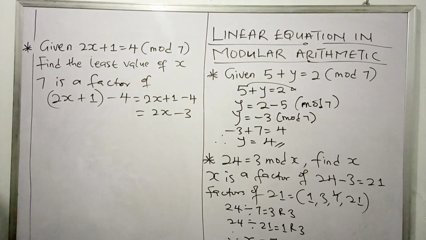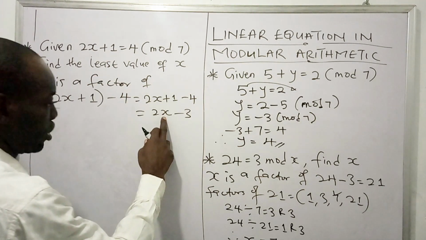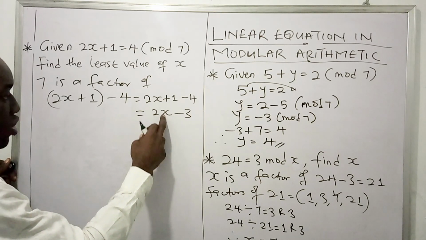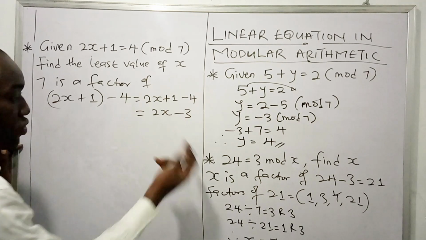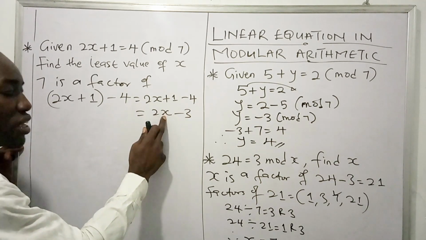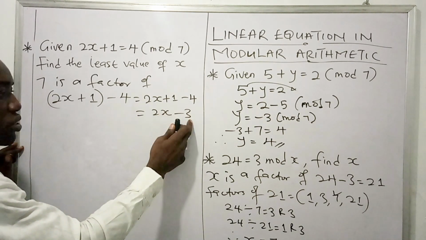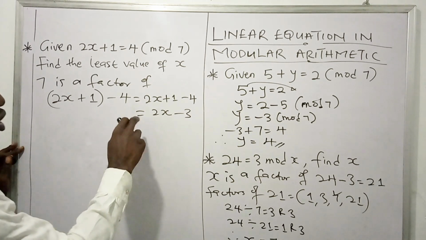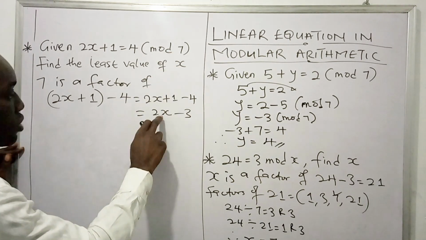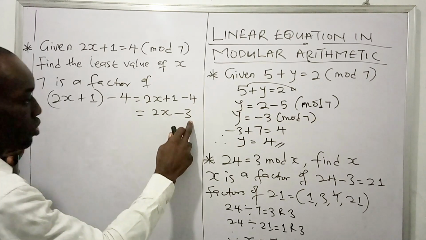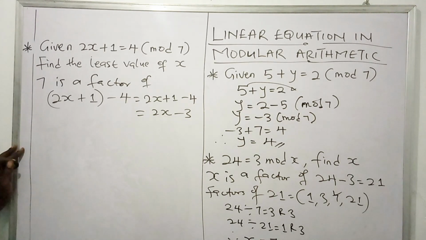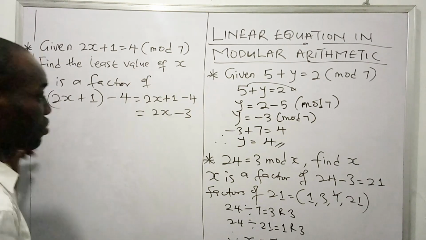4? So assuming the value of x here is 1, 2 times 1 will give us 2, and 2 minus 3, of course, that's negative 1. If the value of x is 2, 2 times 2 is 4, 4 minus 3 is 1. That will not be the solution to the problem. Therefore, I try the value of x as 3, 2 times 3 is 6. 6 minus 3 will give us 3, and 7 cannot be a factor of that.